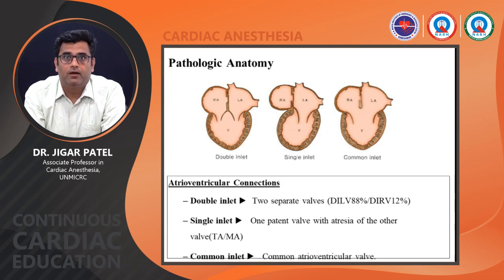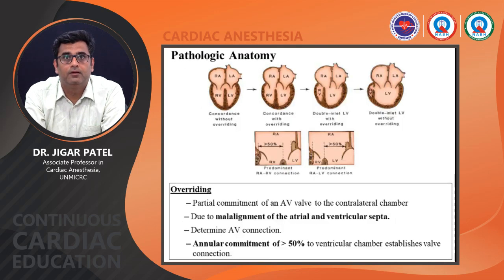The second type based on atrioventricular connection is a single inlet. Here one is the patent valve and there is associated atresia of the other valve. If there is atresia of the right AV valve, then it is tricuspid atresia, and if of the left AV valve, then it is mitral atresia. The third type is a common inlet. Here there are not two separate AV valves, but a common AV valve which empties into a single chamber. It may be LV type, RV type or indeterminate.